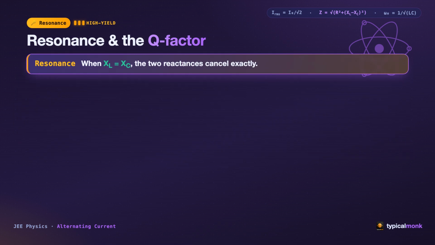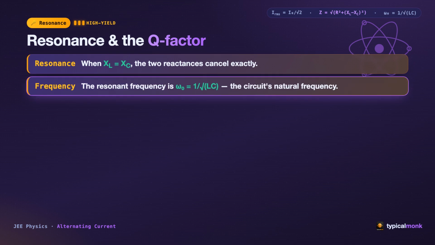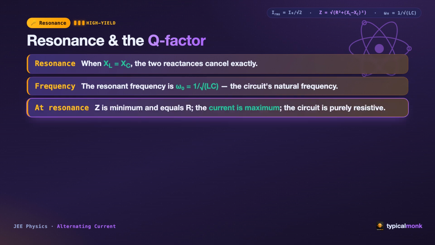Now the most beautiful moment in the chapter. Resonance. It happens when XL equals XC and the two reactances cancel exactly. The resonant frequency is omega naught equals 1 over the root of LC, the circuit's own natural frequency. At resonance, the impedance is at its minimum and equals just R.